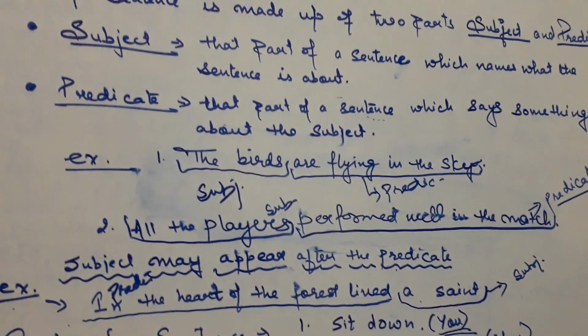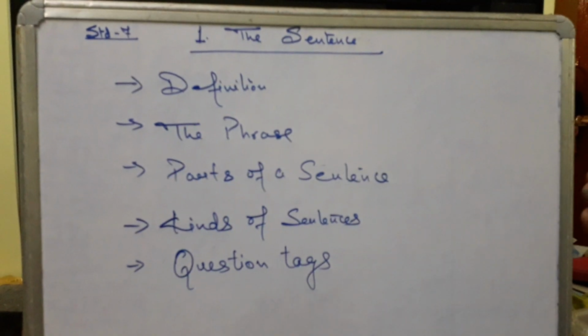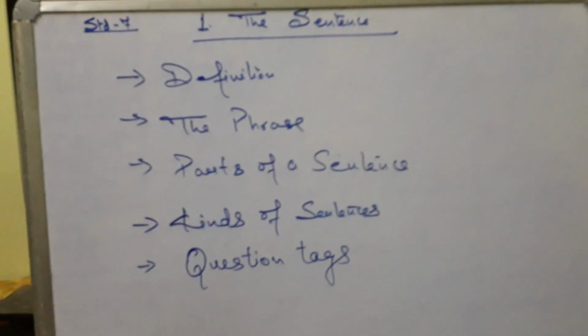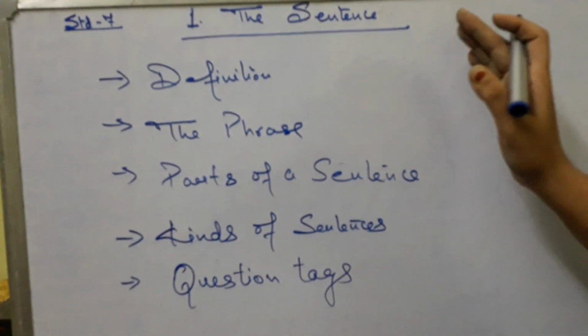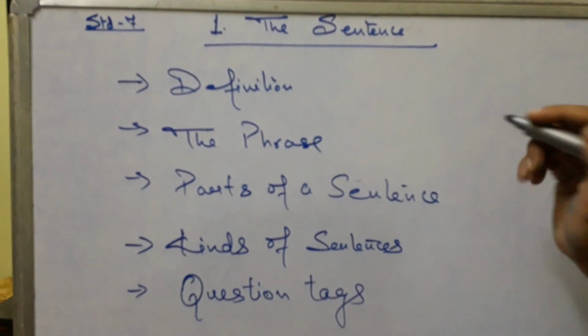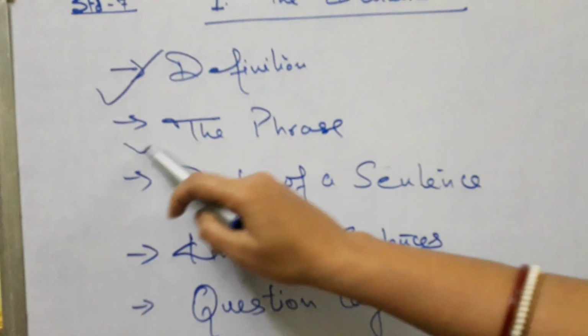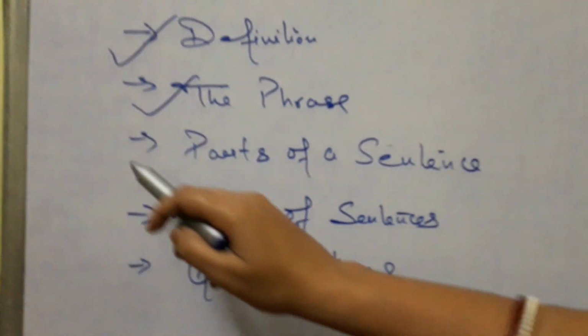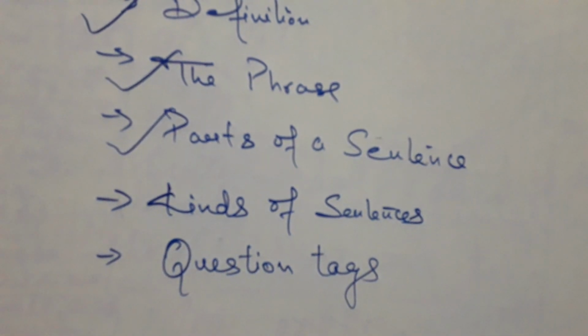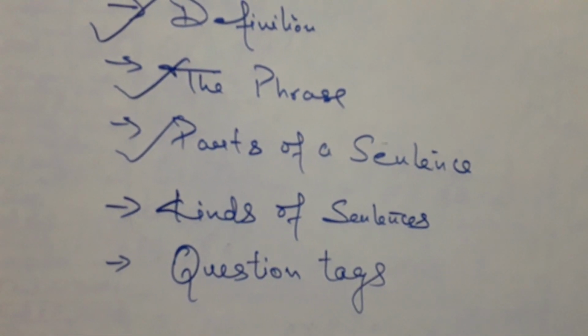So children, in today's class, we dealt with the different topics of our first chapter, the sentence. We did the definition of sentence, we did the phrase, and we did parts of a sentence. And that is all for today.